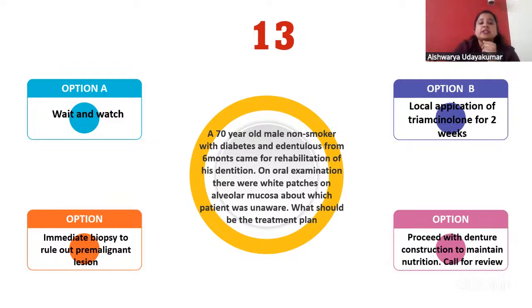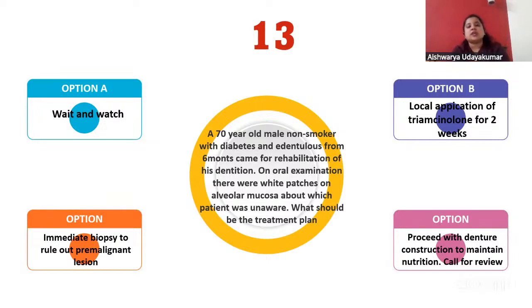Here again, a 70-year-old male, non-smoker. The patient is not a smoker, has diabetes, and has been edentulous for 6 months, and came for rehabilitation. Yes, the question is clear. On oral examination, there were white patches on the alveolar mucosa. Suddenly we go to our oral medicine and radiology. Oh my God, is it a premalignant lesion? And the patient is unaware of it. What is the treatment? Wait and watch.